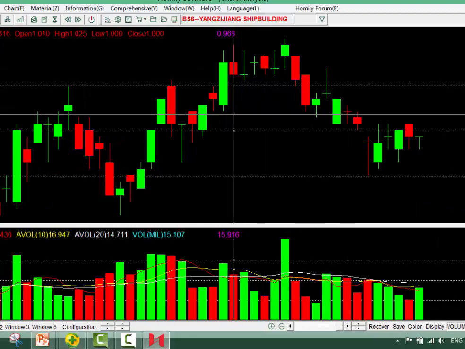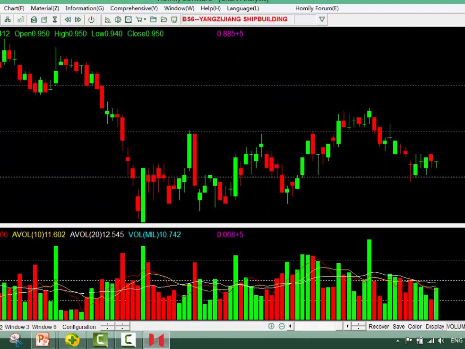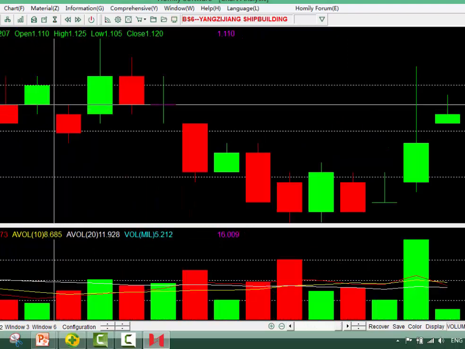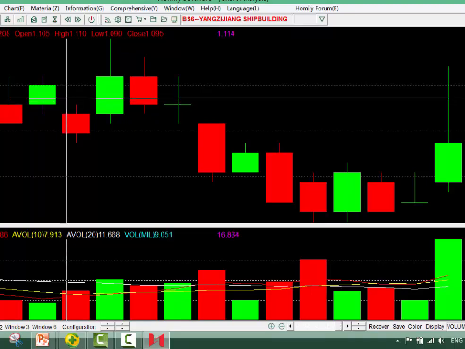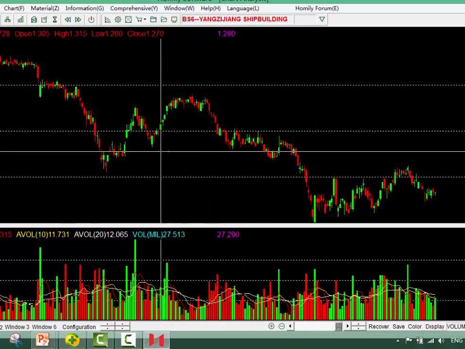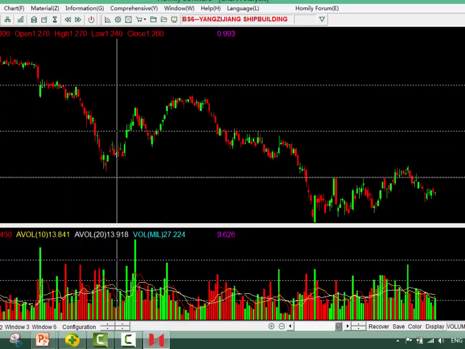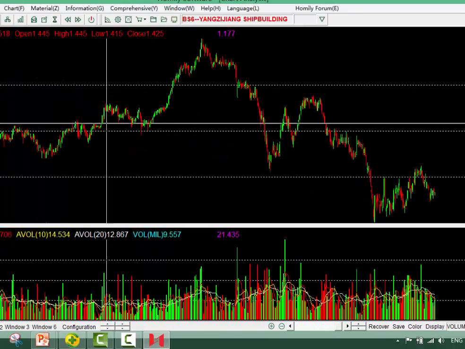If you see the T candlestick appears in the wave, then we can see some stocks. Okay, then we can see this one. This is the T candlestick or not. Then we can see another one. We should find it. Okay, then we can see this one.